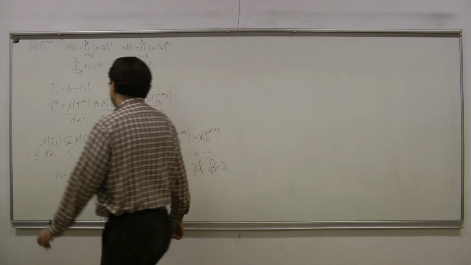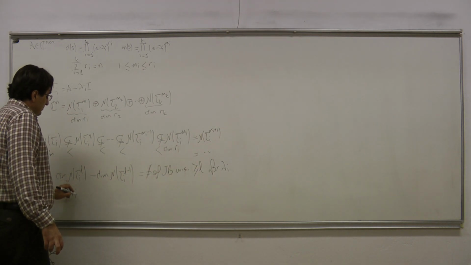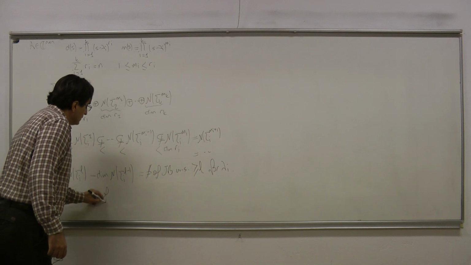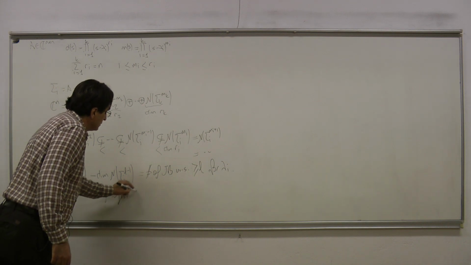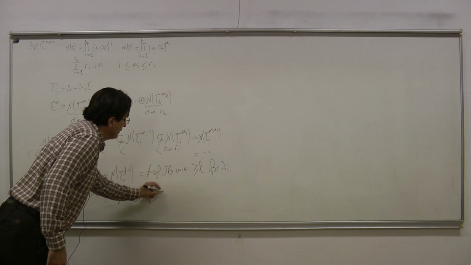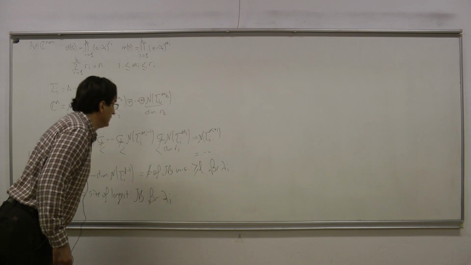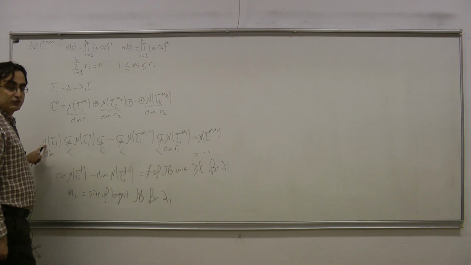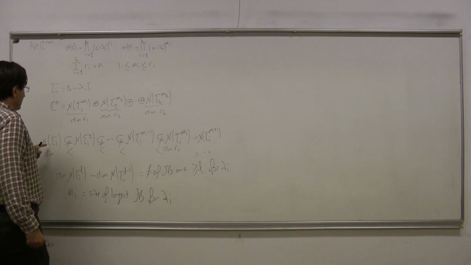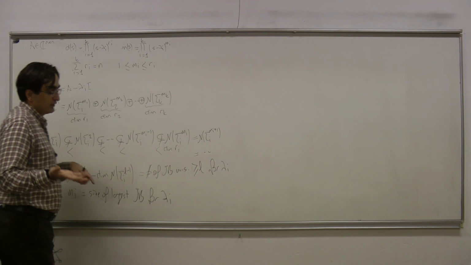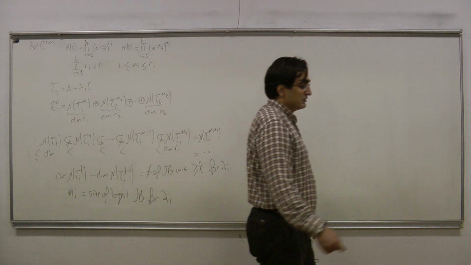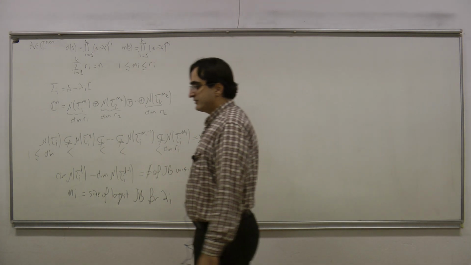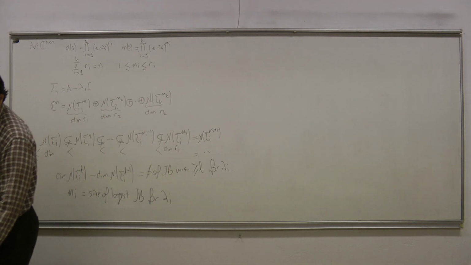And finally, the minimal polynomial power is the size of the largest Jordan block for lambda i. And what about the number of eigenvectors for an eigenvalue? It is the dimension of the eigenspace. The dimension of the eigenspace gives us the maximum number of linearly independent eigenvectors corresponding to an eigenvalue. So these were the facts that we have seen so far.